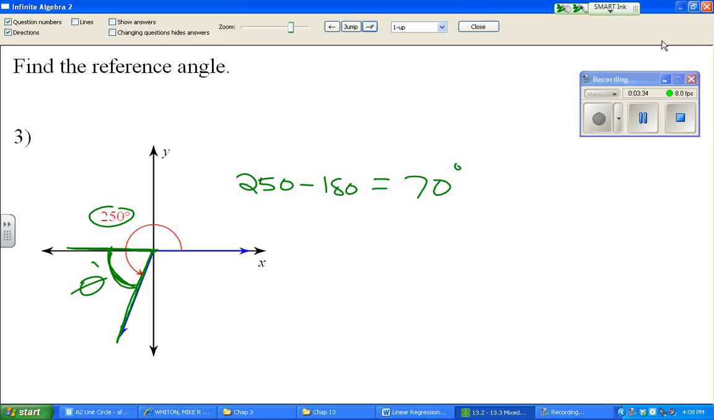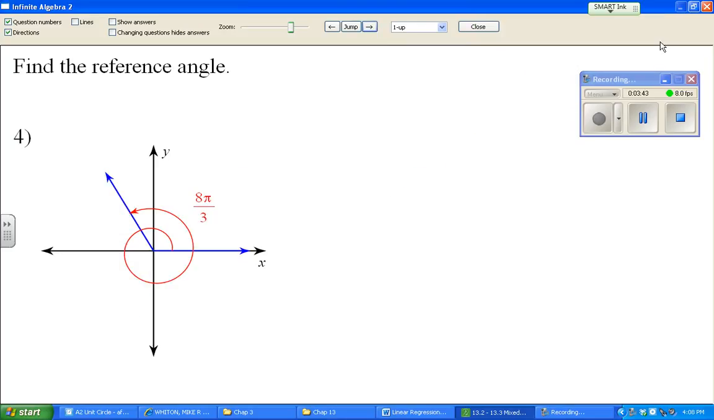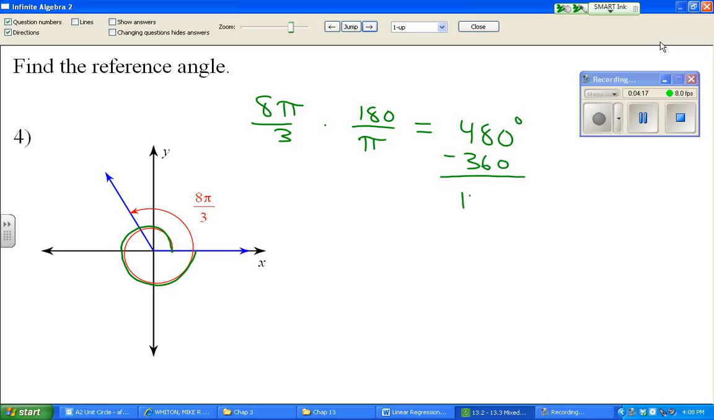Number 4, same type of problem, except that they gave it to you in radians. So they give you 8 pi over 3. Again, if you want to change to degrees, that's fine. If we convert to degrees, times the 180 over pi, you end up getting 480 degrees. Okay, so that's the degree equivalent of that. As we can see here, we're doing the full circle. There's 360. So to figure out how much more we did, if I subtract off 360, I can get 120.